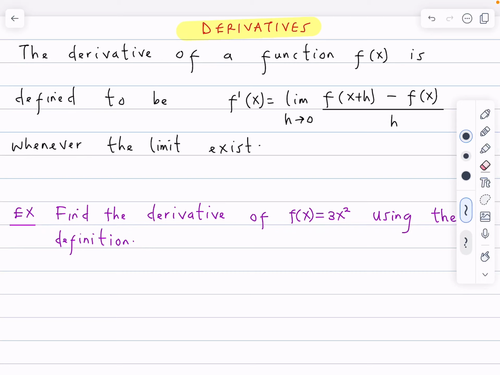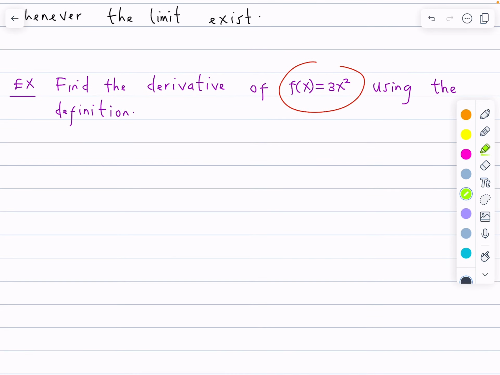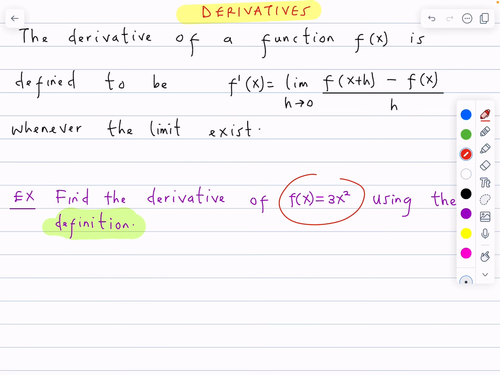Hello friends, let's find the derivative of the function f of x equals 3x squared using the definition. So I want to use the definition. And what's the definition here? The definition of the derivative of a function is defined to be this equation here, if the limit exists.